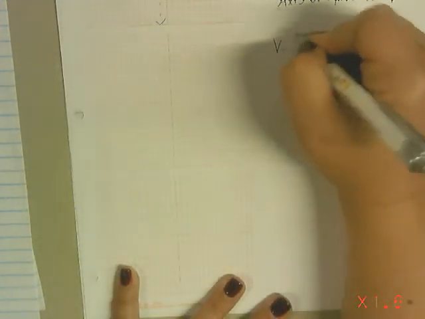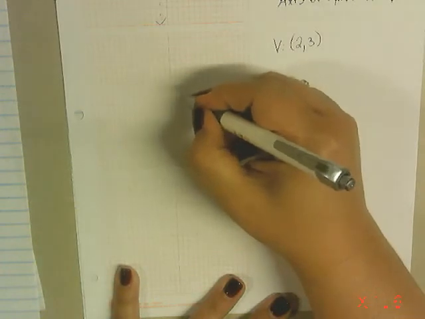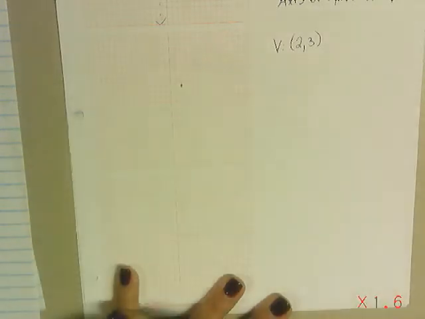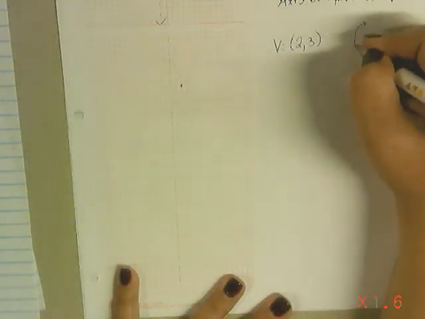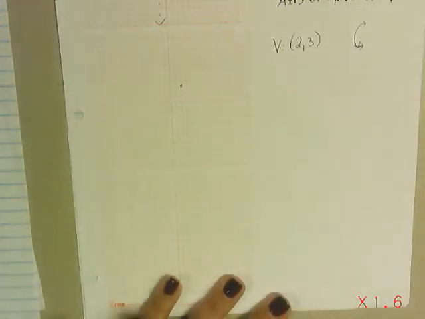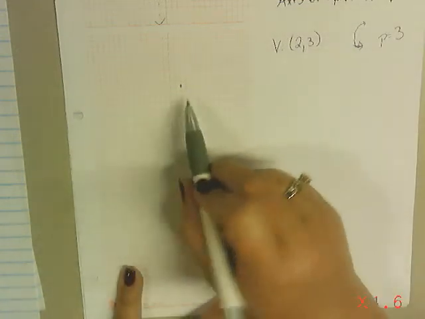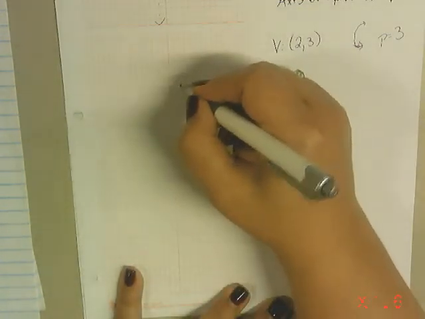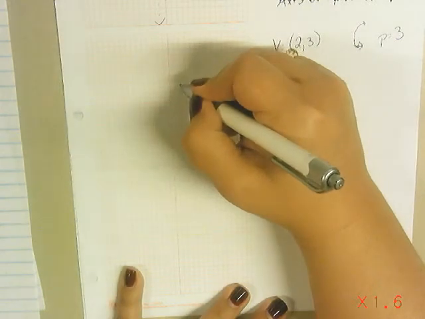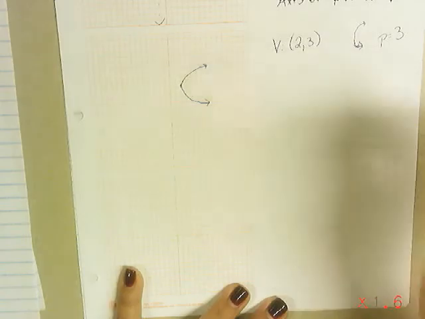All right, so here we go. So we know that our vertex is 2, 3. So right 2, up 3. Again, we know from looking at the equation that we're doing a sideways parabola. Oh, that's a terrible parabola. We also know that our p-value is 3. So my sideways parabola goes this way, because again, my p-value is a +3.